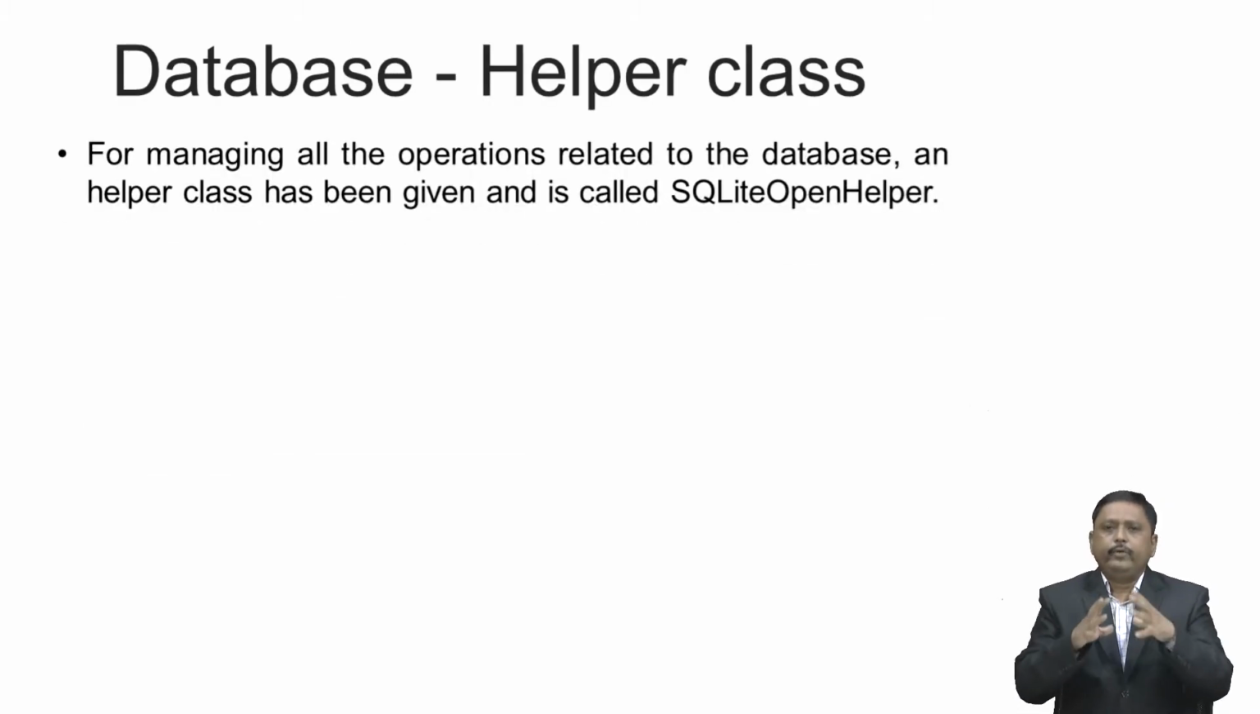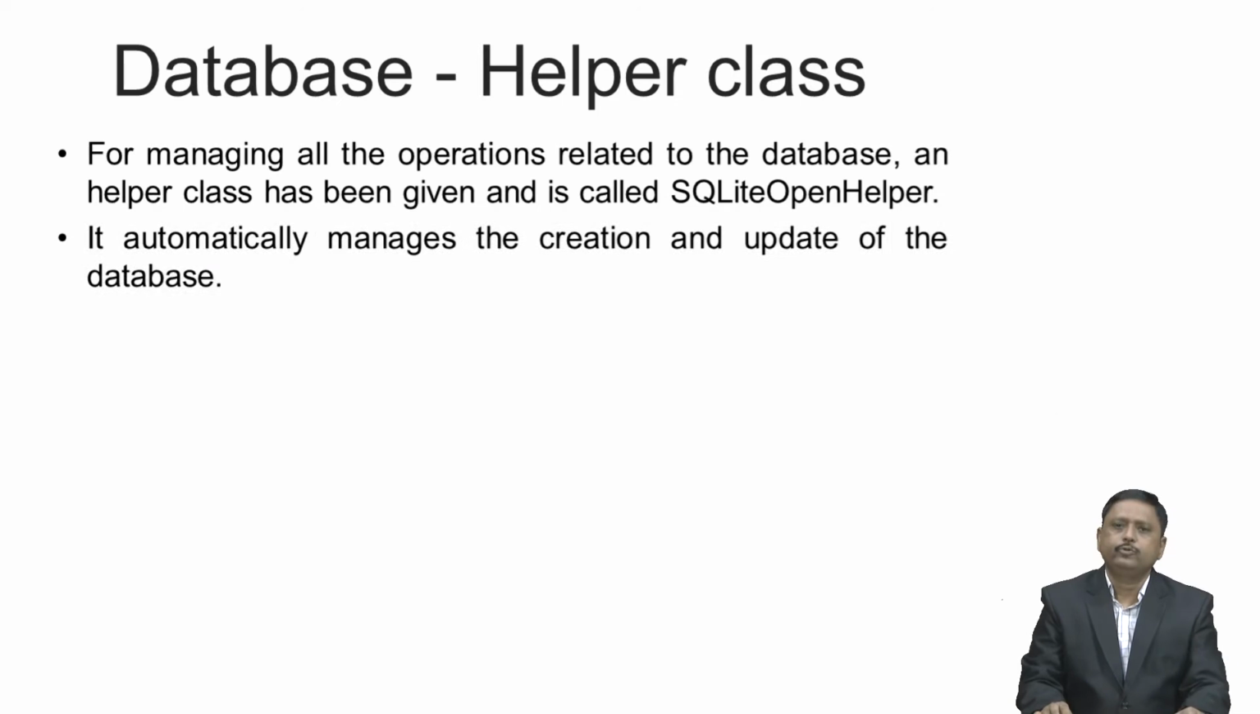In order to use the SQLite database, we have two classes. The first is the database helper class. For managing all the operations related to the database, a helper class has been given and it is called SQLiteOpenHelper. So this class can be used to create or update the database. It automatically manages the creation and update of the database.